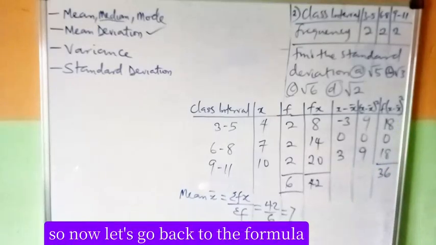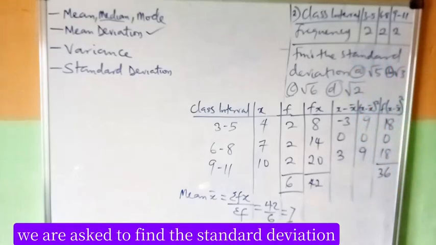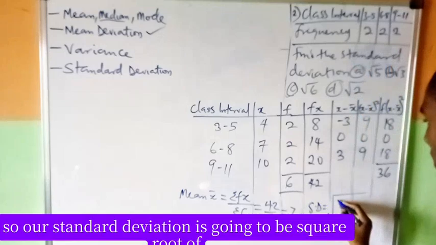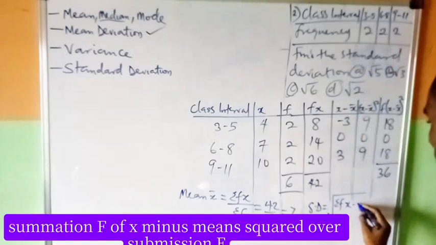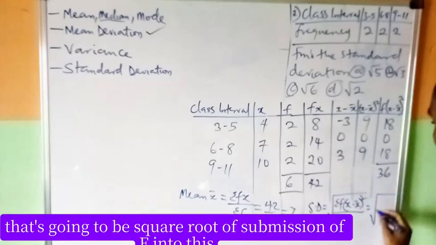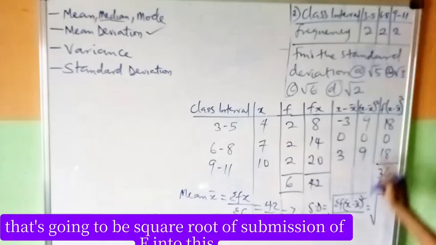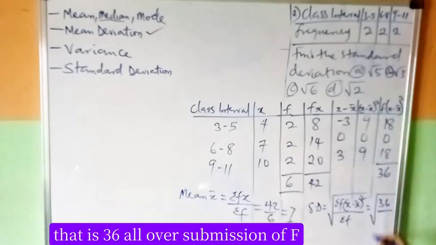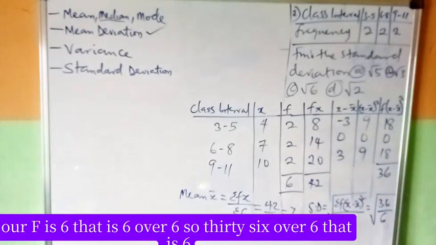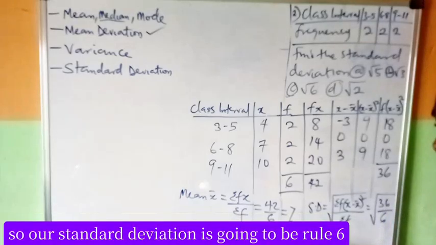So now let's go back to the formula. We are asked to find the standard deviation. So our standard deviation is going to be the square root of summation f(x minus mean) squared over summation f. And that's going to be the square root of summation of f into this, that is 36, all over summation of f. Our f is 6, that is 6 over 6. So 36 over 6, that is 6. So our standard deviation is going to be root 6.